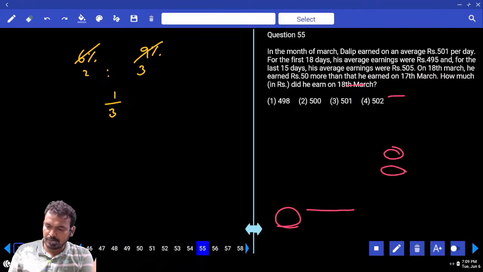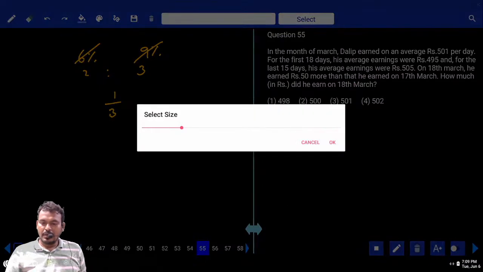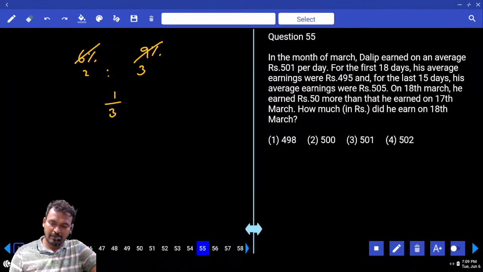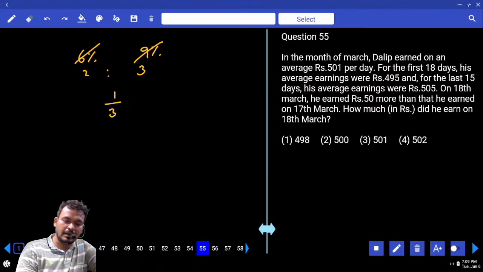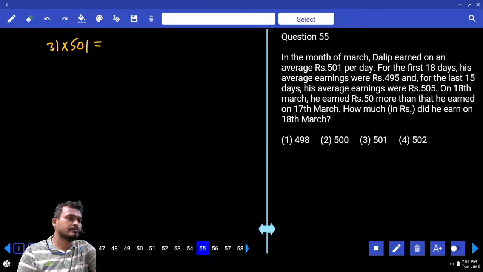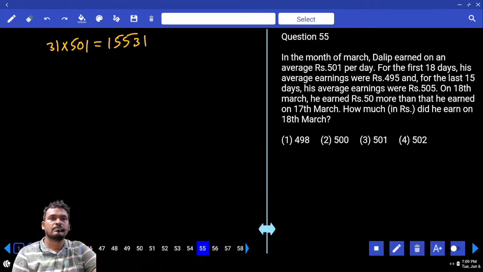Next, question number 55. In the month of March, D earned on an average 501 per day. March total how many days? 31 days. What is the per day value? 501. Total it is 31 into 501. 31 5s are 155. 1 time means 31. That is the 31 days value.